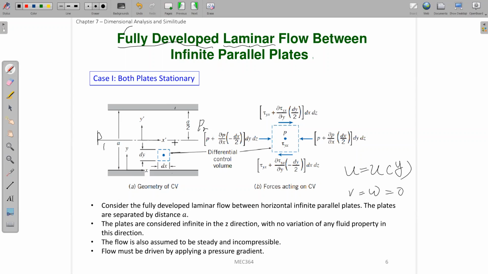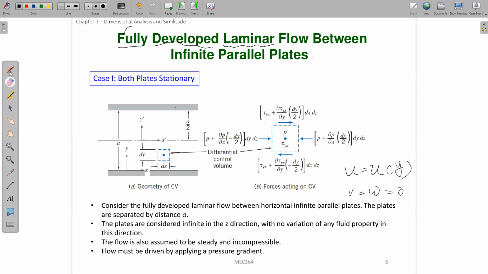And if P1 is smaller than P2, then the flow is moving to the left, right? So the driving force for this flow motion is a given pressure gradient. Okay, so keep this in mind.